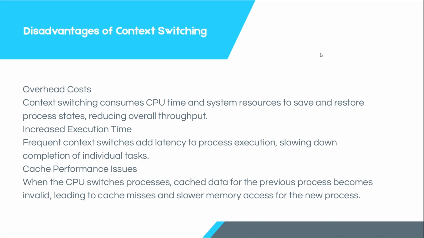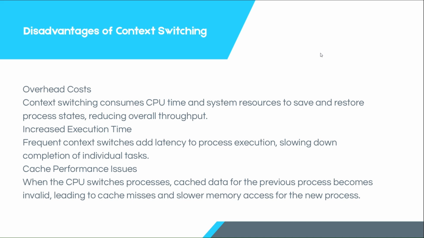When the process runs again, it must reload the data into the cache, causing additional delays. Context switching also increases the operating system's complexity. The operating system must carefully maintain process control blocks, scheduling algorithms, memory management, synchronization mechanisms, and interrupt handling. Designing such an operating system requires significant effort and advanced algorithms. Finally, excessive context switching can reduce overall system efficiency if the operating system spends too much time switching between processes.